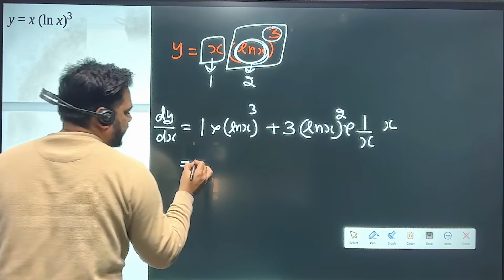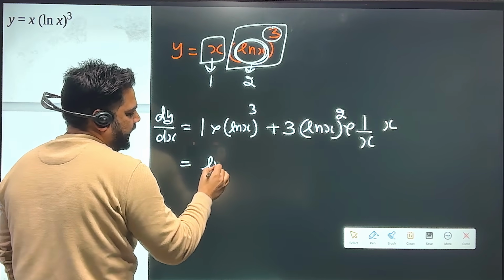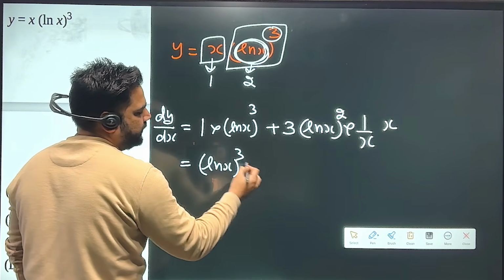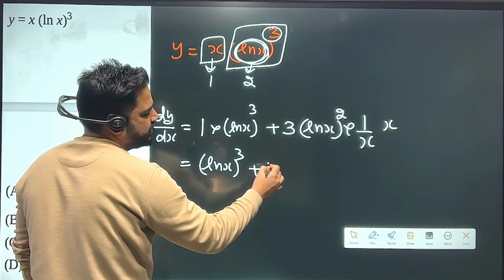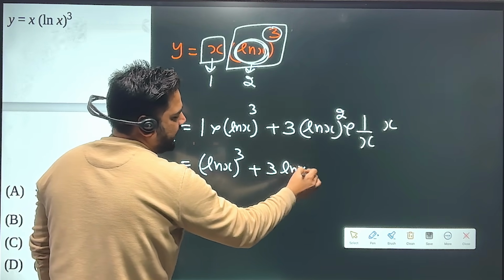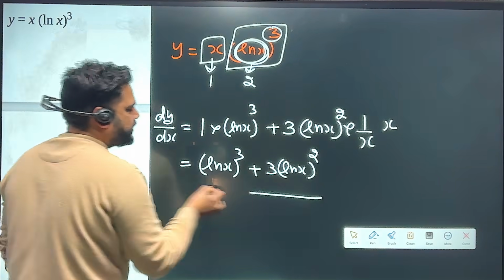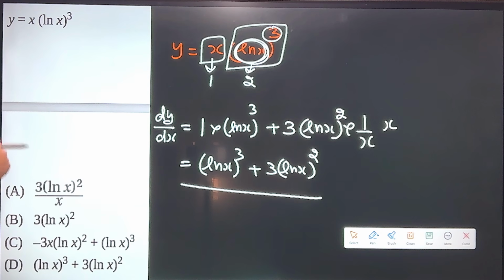Very easily we can find the answer. The answer is (ln x) cube plus 3x, and x will cancel each other and it will be 3 (ln x) square. This is our answer. You can take some terms common also, but if you don't want to take anything common, then you can directly match the answer. Option D is exactly matching with our answer, so this is the answer.